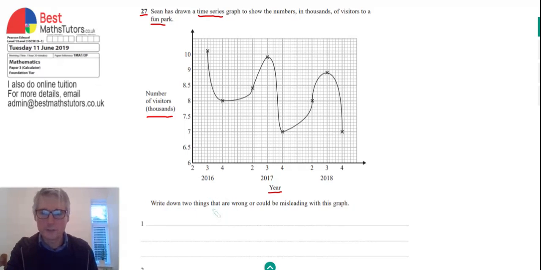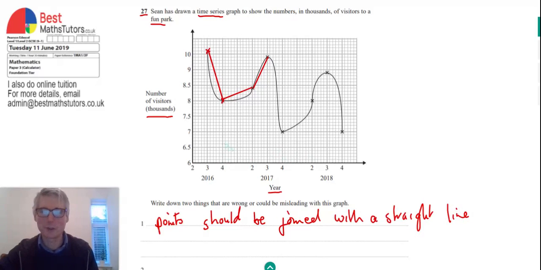What we're told is that two things are wrong or could be misleading about this graph, and we've got to write down at least two things that are wrong with it. So I'm going to try and list as many things as I can spot. Now, the first thing is, if we were having a time series graph, these points on the graph should actually be joined with a straight line, because we don't know that it's a curve between them. We should always join these points with straight lines. So that's the first point. Points should be joined with a straight line.